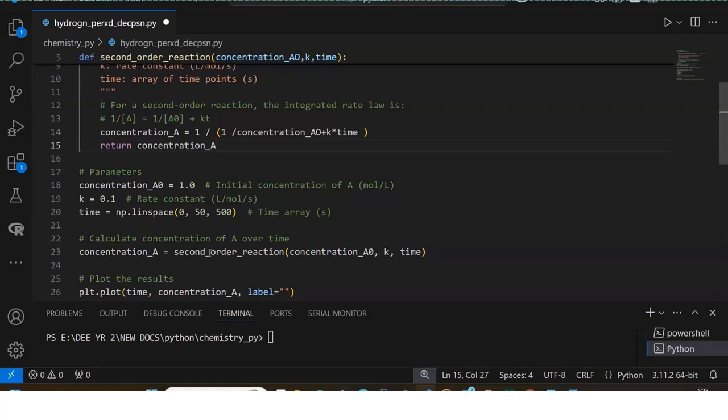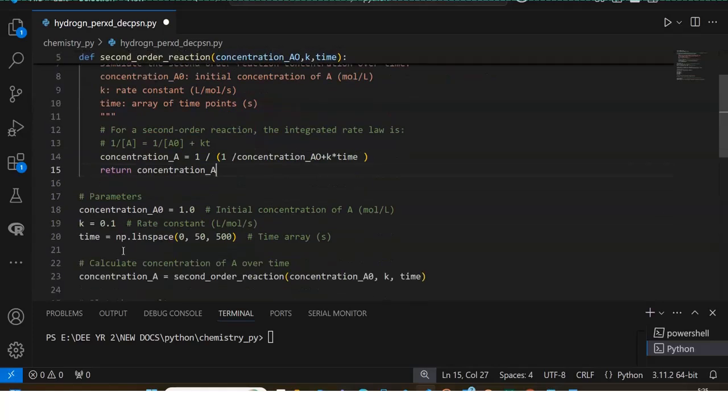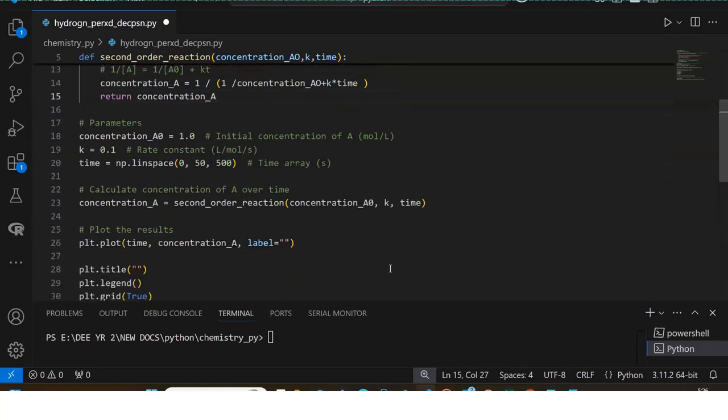Then we are going to write down the concentration of A over time. So how is it going to be? Remember, we created a function called second order reaction, so we are going to write it down here. We are going to say second order reaction. What are the inputs? We have concentration of A at t equals 0, then rate constant k, and time. So let's go to plotting. We are going to have a plot where we have X on the X-axis and Y on the Y-axis. On the X-axis, we are going to have time, and on the Y-axis, we are going to have the concentration of A.